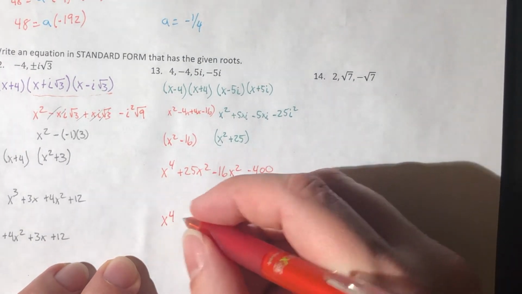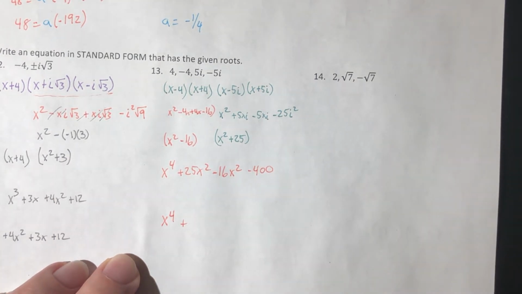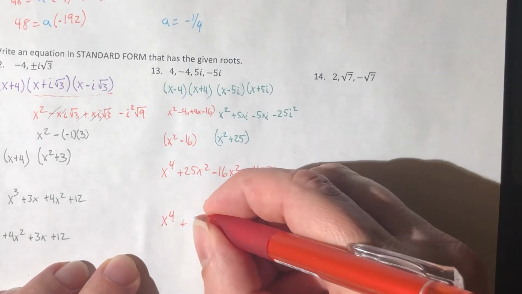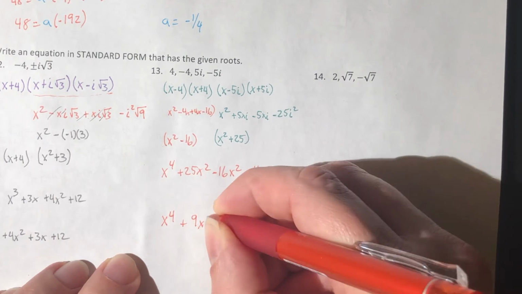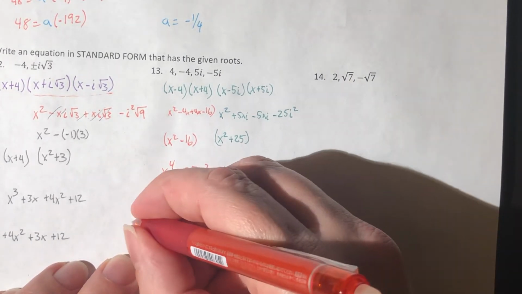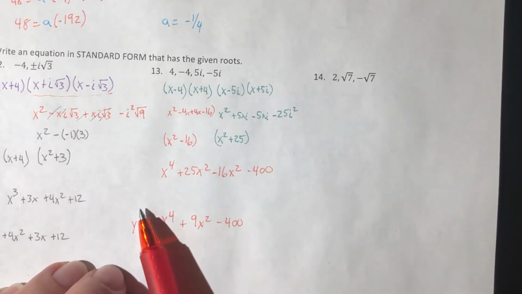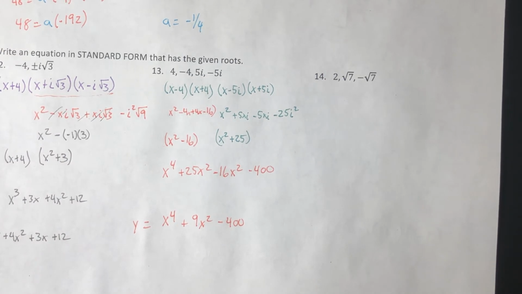I've got x to the power 4 plus, what is that, 9? Yeah. Plus 9x squared minus 400. So the equation that would give me those roots would be y equals x to the power 4 plus 9x squared minus 400.